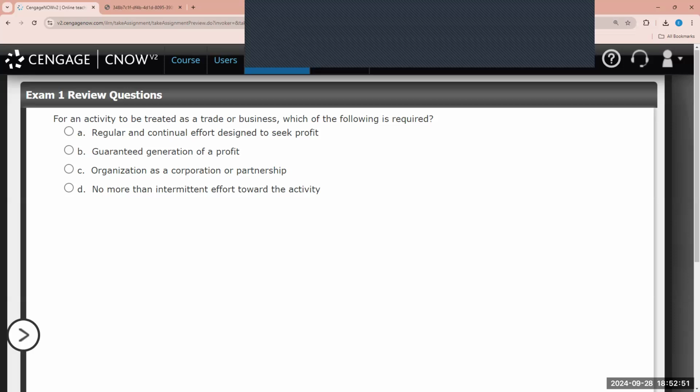It's part of business, but for the most part, the key thing is that you have a regular and continual effort designed to seek profit. So the correct answer is A, but we'll go through the others.